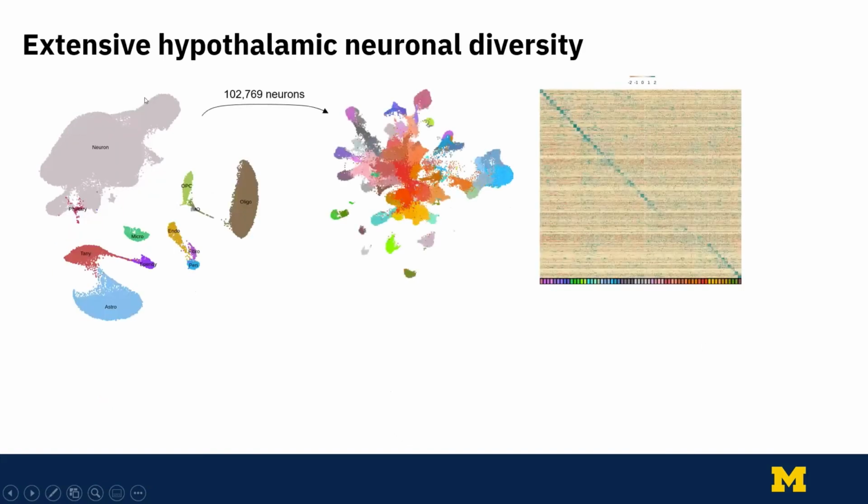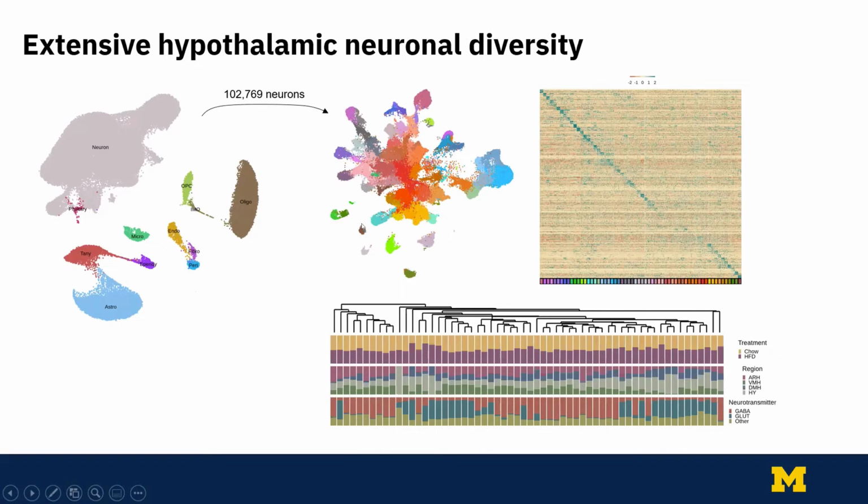We then can take this and identify neuronal subpopulations. And we find that there's very extensive neuronal diversity in this data set. And each of these populations encompasses chow and high-fat diet treatment, and then varies, of course, by neurotransmitter use and is biased towards distinct dissection regions.